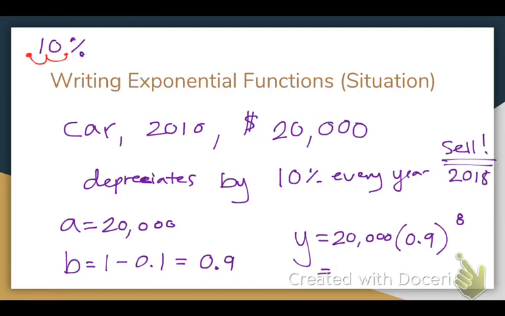Do me a favor, get out a calculator really quick, you can use your cell phone calculators for right now. Figure out what 0.9 to the power of 8 is, because we do exponents first, and then multiply that times 20,000. All right, who can tell me what they got for this one? $8,609.36. All right, does that sound right to the rest of you guys? Perfect. So if I hold on to my car for 8 years, it's only worth $8,600 now.